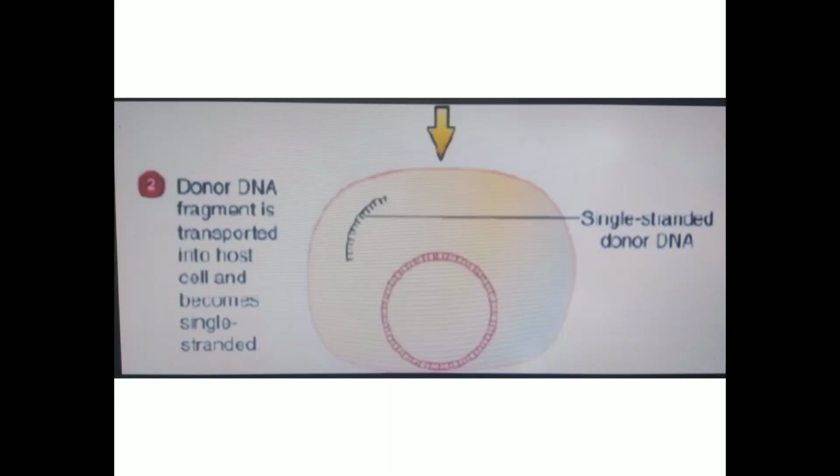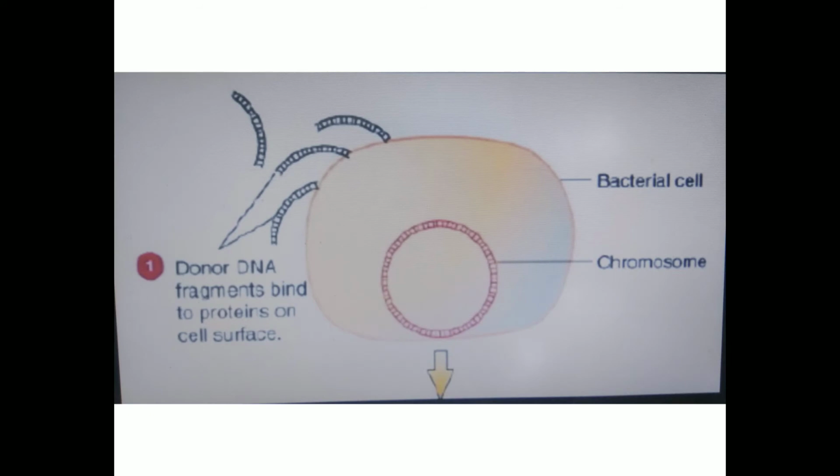First we discuss how the transformation takes place. Within only 3 to 4 steps the transformation process is completed. The transformation method was first described by the scientist Griffith in 1928. So this is asked as an objective type question: transformation method was first described by the scientist Griffith in which year? In 1928. Okay.